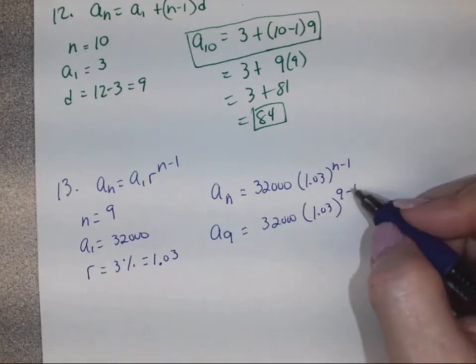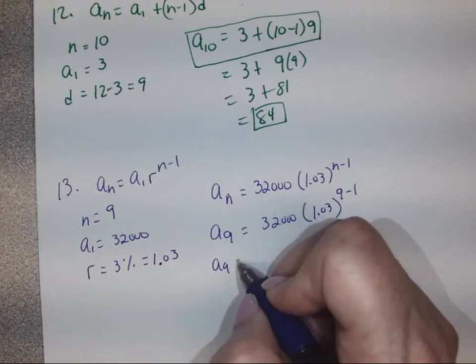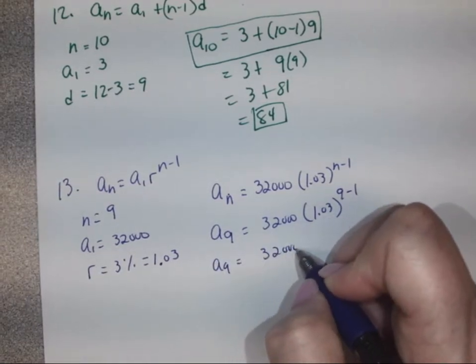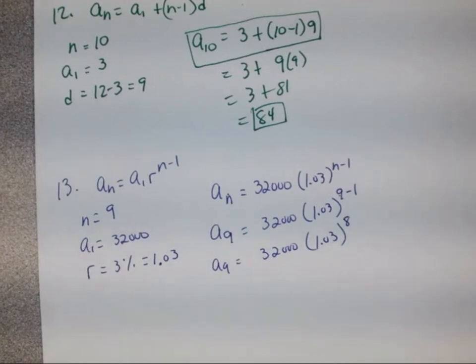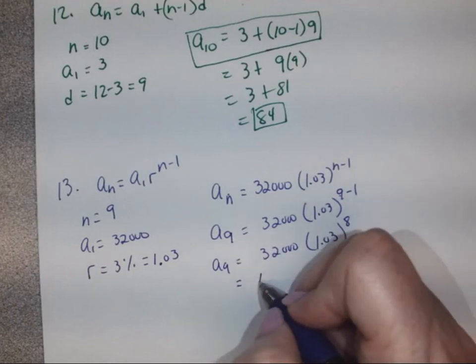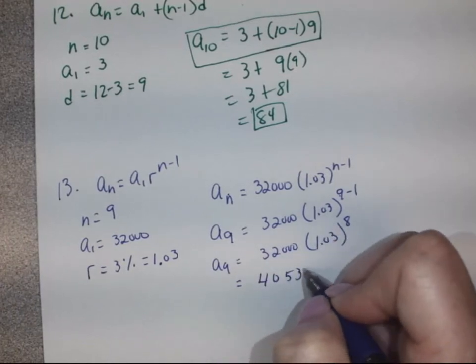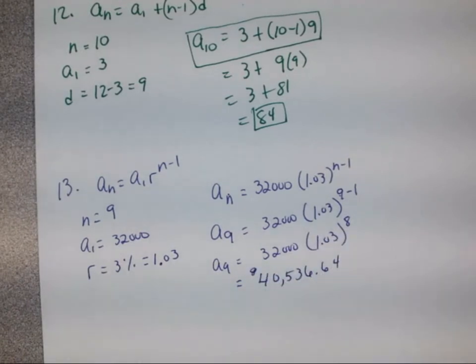Now, I've told you before, do your exponent first, because sometimes the calculators are different. So 9 minus 1 will get you 8, and then when you plug that into the calculator, you should get 40,536.64. So in the 9th year, she's making $40,536.64.